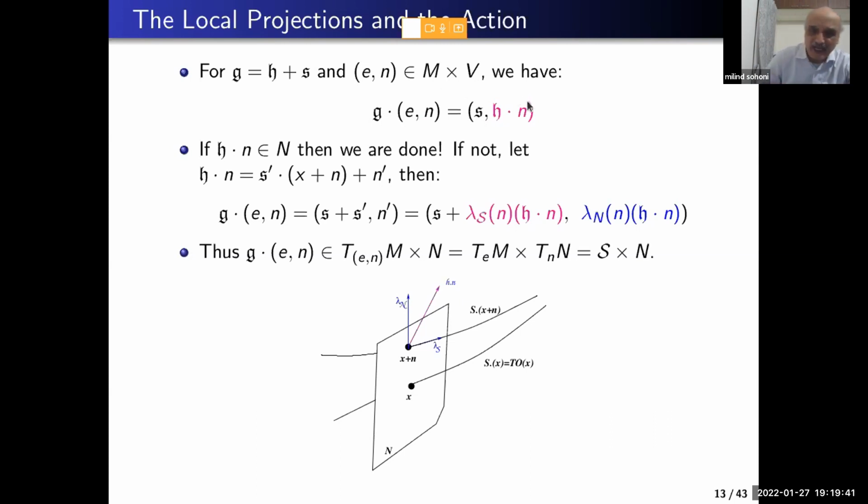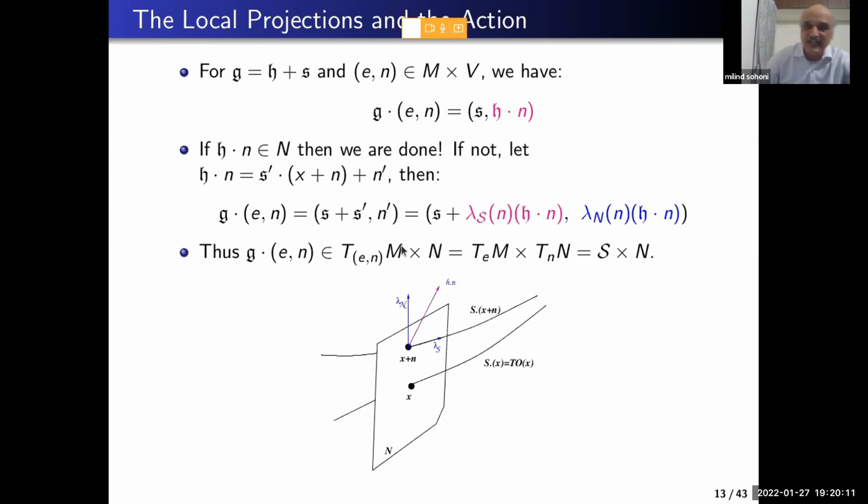Now if H dot N is actually along N, right, then there is nothing. Then you don't need to do anything, because this vector (S, H dot N) is already in the tangent space of M cross N. So that's fine. But if H dot N does not lie within N, then we have to project it along the S part and along the N part, right? So we have this projection lambda.